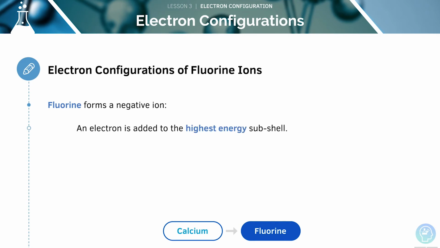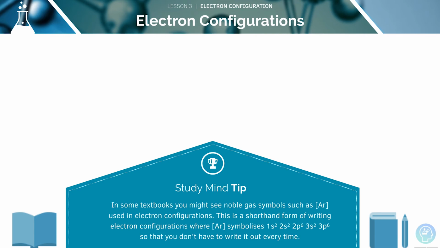Another example is fluorine, which forms a negative ion. For this, we add an electron to the highest energy subshell. Again, this is shown here. In some textbooks, you might see noble gas symbols being used. For example, potassium could be written as 1s2, 2s2, 2p6, 3s2, 3p6, 4s1, or more simply, we could just write Ar 4s1.